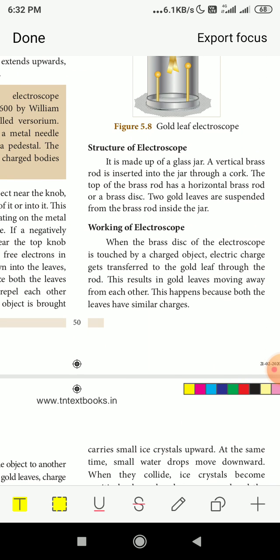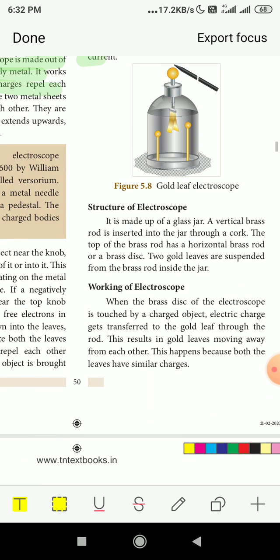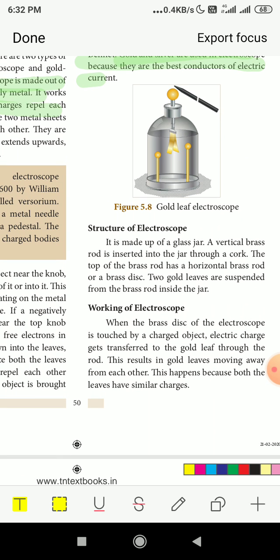The electroscope is made up of a glass jar. Because it is made of glass, we can see the leaf-like electrodes inside. A vertical brass rod is inserted into the jar through a cork. See the diagram as I read. The cork is the closing lid on top. The top of the brass rod has a horizontal brass disc. Two gold leaves are suspended from the brass rod inside the jar.